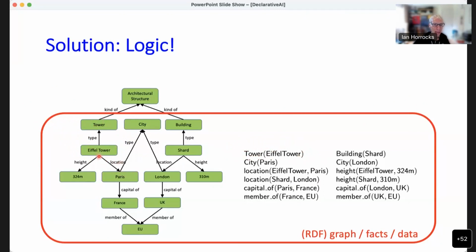And all other edges in the facts here, like location and capital of, correspond to binary ground facts where the label on the edge is the predicate and the two entities, the two nodes in the graph, are the two components in the ground fact. So this triple here corresponds to the binary ground fact saying that the Eiffel Tower is located in Paris.